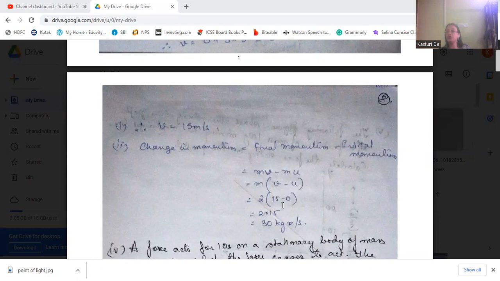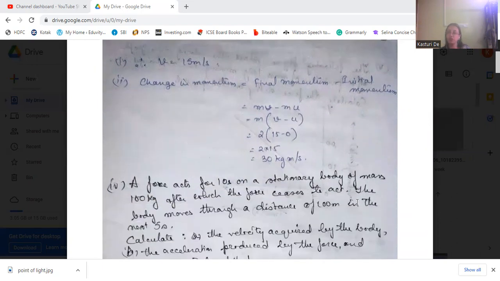That is 2 into 15 minus 0. That is 2 into 15. That is 30 kg meter per second. Change in momentum is 30 kg meter per second.